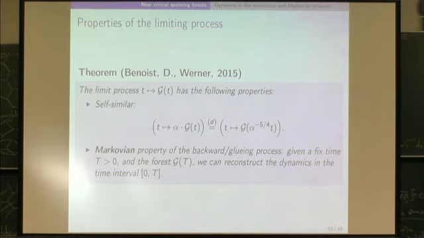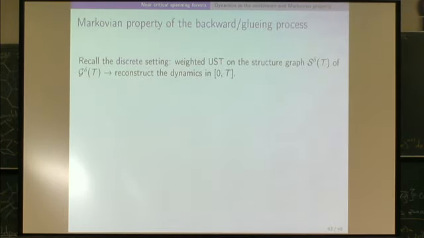What is more interesting is that we have a continuum object like this, and we would like to understand what is happening for the backward dynamics. Is it indeed Markovian, like we have seen in the discrete setting? If you fix some time, capital T, and I give you the forest at time capital T, can we reconstruct the dynamics in the time interval 0 to T? Recall that in the discrete setting, we were using a weighted uniform spanning tree on some structure graph that enables us to reconstruct the dynamics in this time.